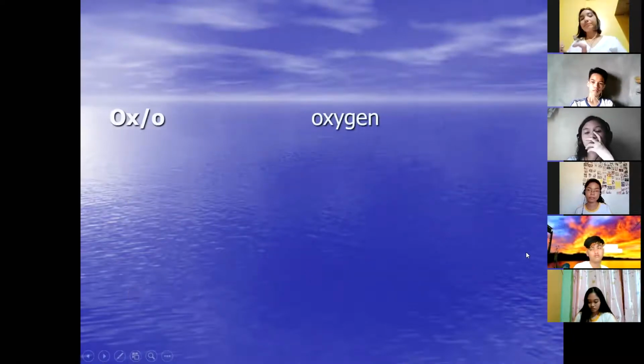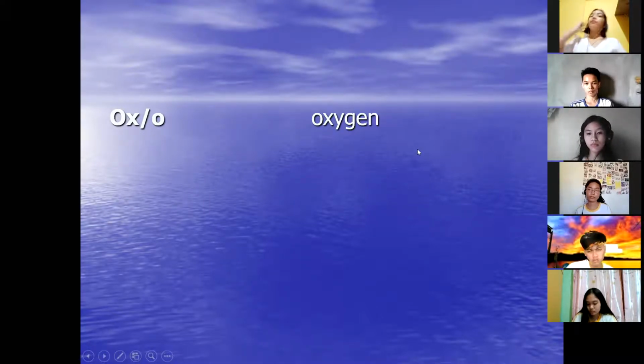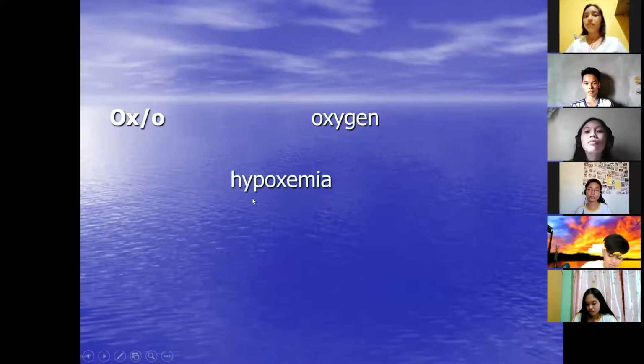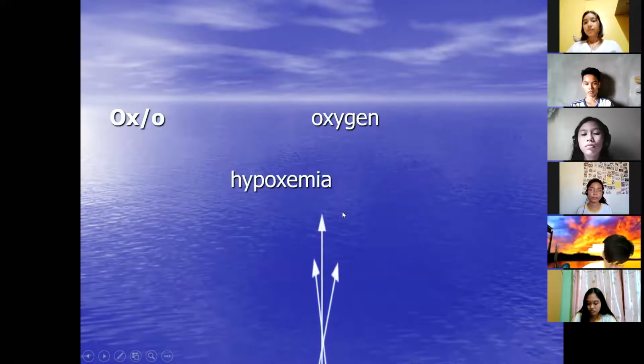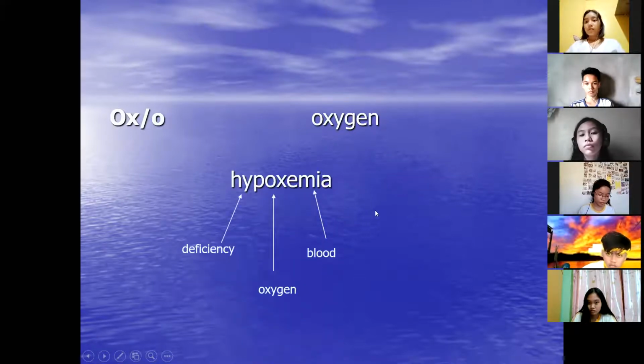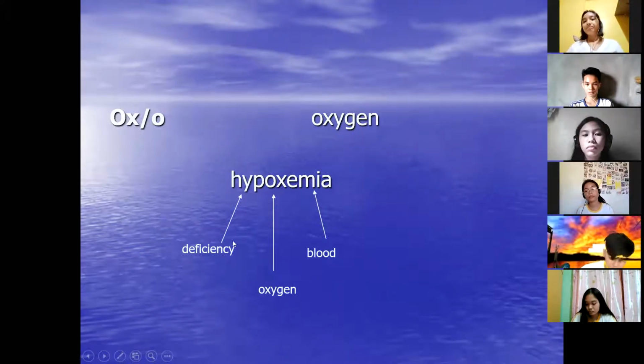Okay, let's proceed with oxo. Oxo as a prefix means oxygen. There's this condition known as hypoxemia. We also have hypoxia. We also have hypoglycemia. But this one means hypoxemia.